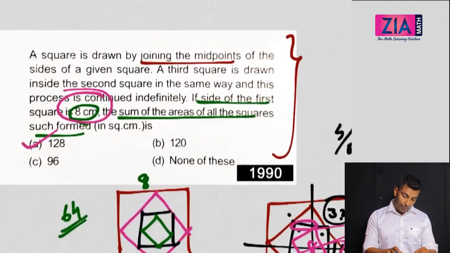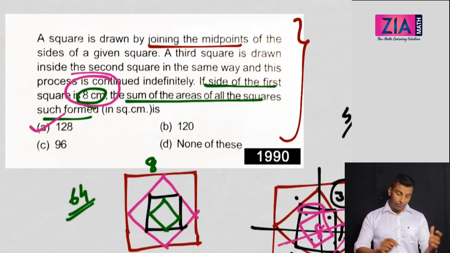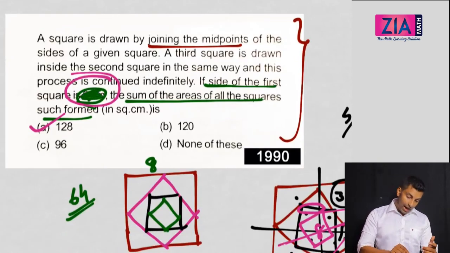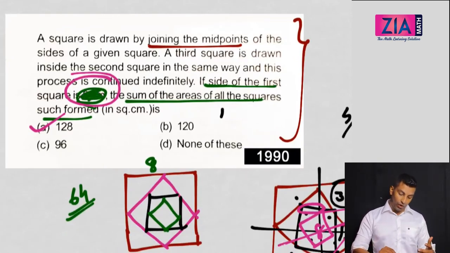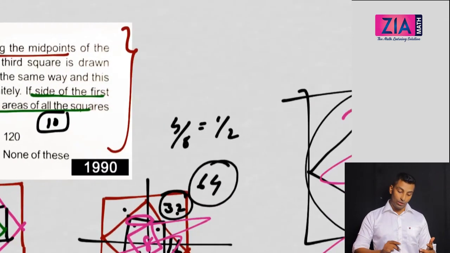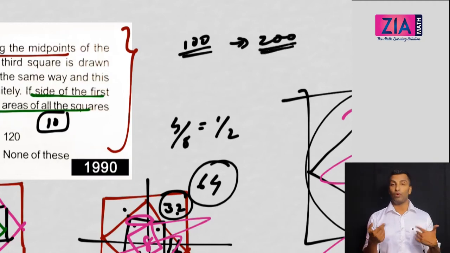So now onwards, this pattern will be there. Everything else will be there. Instead of this 8, I can give you different values. Let's suppose I'm giving you 10. One side is 10. So the outer area is 100. So the total area will be 200. It's nothing but twice of what is there.